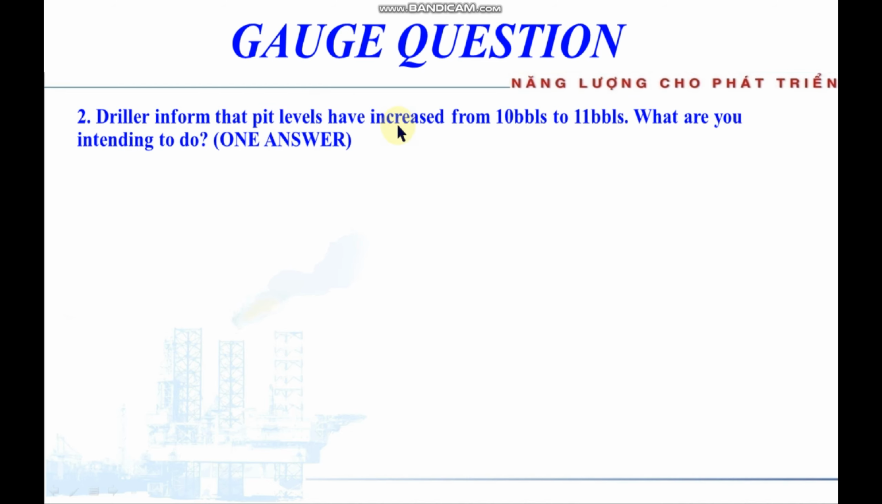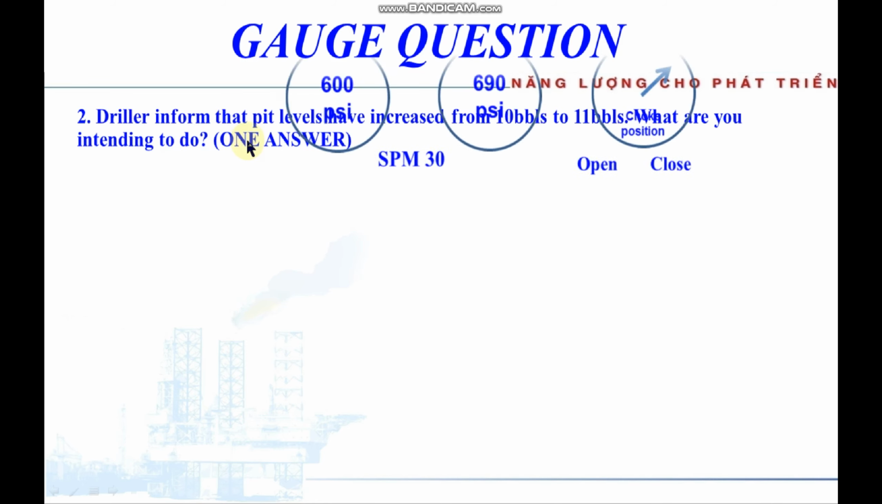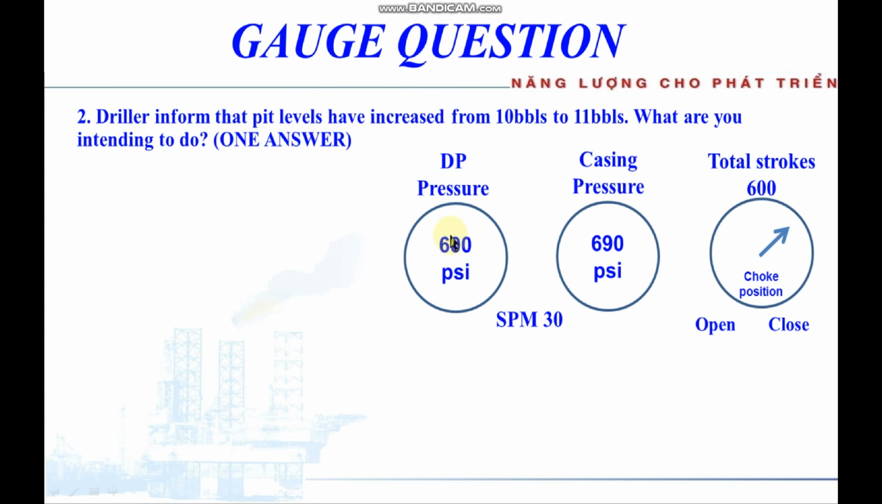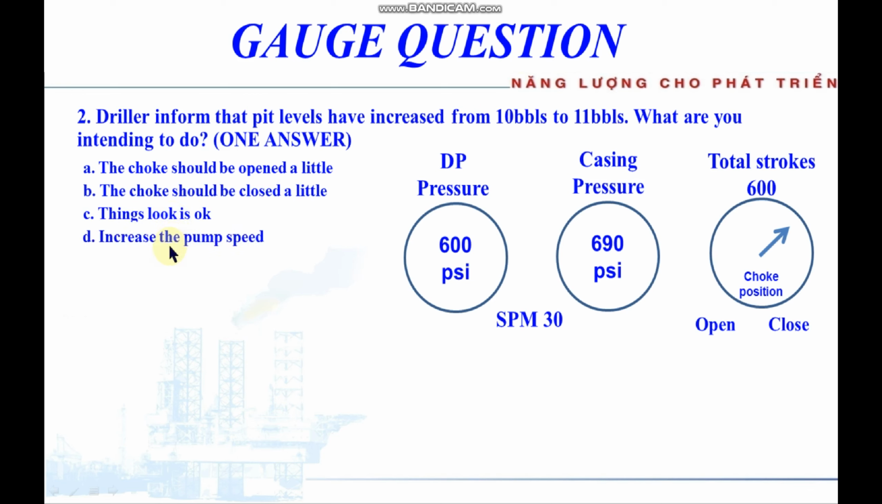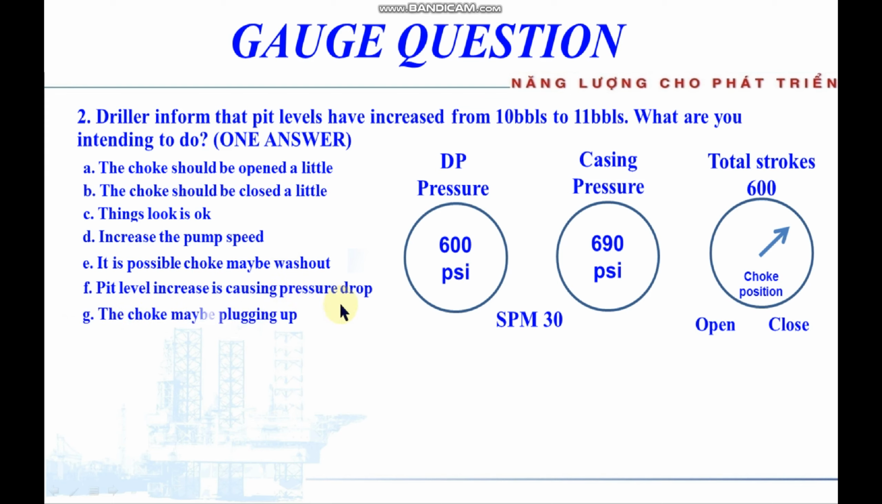Question 2. Driller informs that pit level has increased from 10 to 11. What are you intending to do? One answer. Drill pipe pressure 600. Casing pressure 690. Total strokes 600. Pump 30. A. The choke should be opened a little. B. The choke should be closed a little. C. Things look okay. D. Increase the pump speed. E. It's possible the choke may be washed out. F. Gas influx increases, causing casing pressure drop. G. The choke may be plugging up.